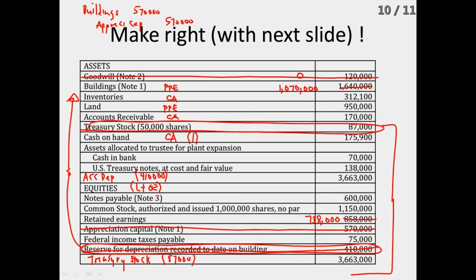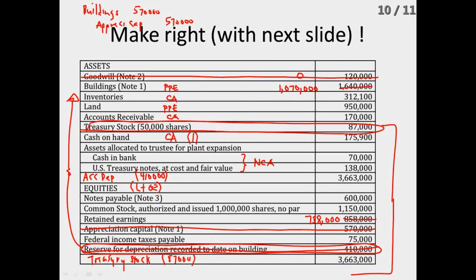current. This can't count as cash because it's restricted. So at the very least, we'd have to call it restricted cash. Okay? To the extent that the plant expansion is going to take more than 1 year, this might be a non-current asset. Okay, then let's look at the next thing.